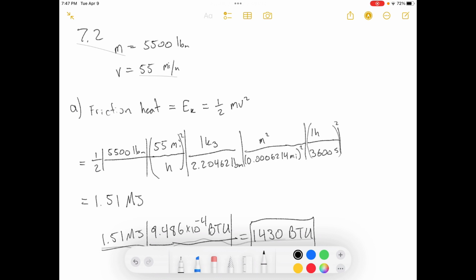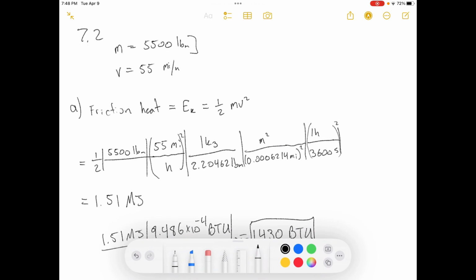Okay, so today we're doing problem number 7.2, like I said, and I'll go ahead and read the problem. Consider an automobile with a mass of 5,500 pounds mass braking to a stop from a speed of 55 miles per hour. Part A, how much energy in BTU is dissipated as heat by the friction of the braking process? Okay, so we've got right there our pounds mass, and we've got a velocity.